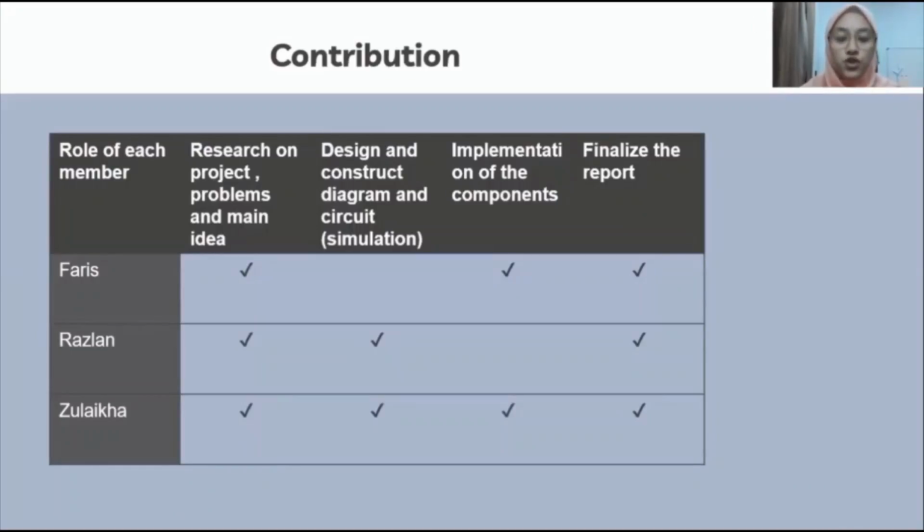Lastly, we have contribution. This table shows the role of each member. First, research on project problems and main idea are done by Faris, Razlan, and Zulaika. Design and construction of the diagram and also the circuit are done by Razlan and Zulaika. Implementation of the components is done by Faris and Zulaika. And lastly, finalizing the report is done by the three of us.